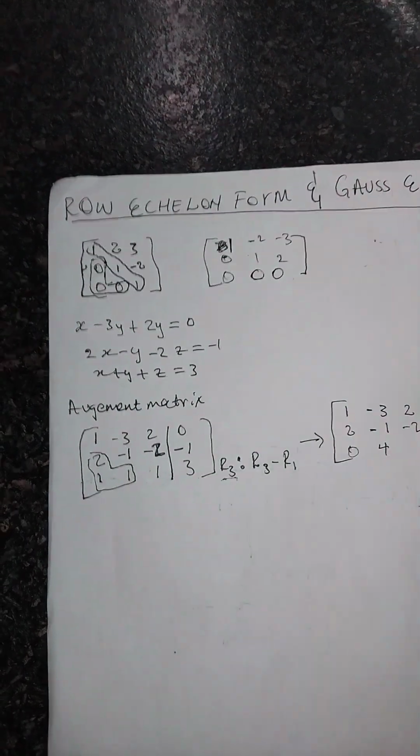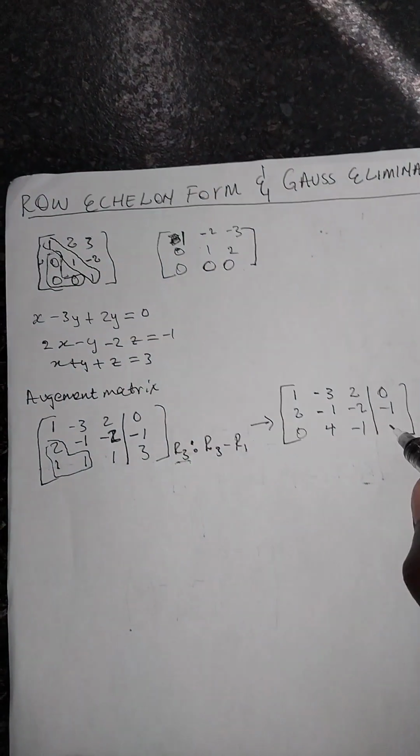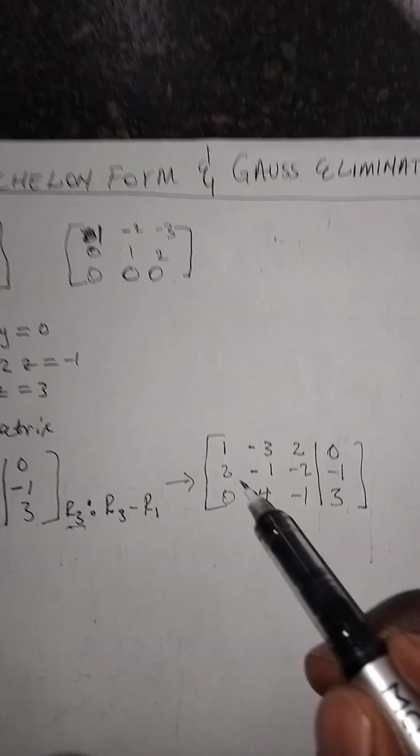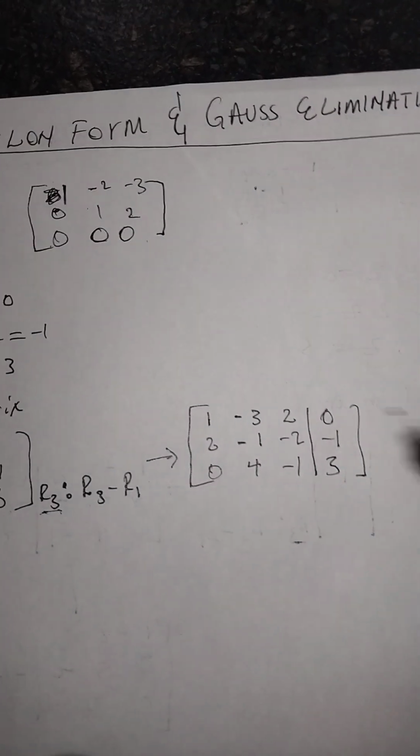Then 1 minus 2, that is going to give us minus 1, and 3 minus 0, that is going to give us a 3 again there. So the next thing that we'll want to do is to obtain another 0 there. In order for us to obtain another 0 there, we see that we can use row 1, okay?